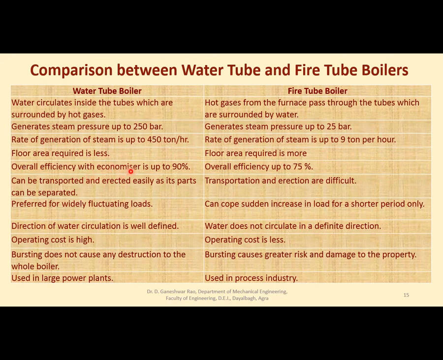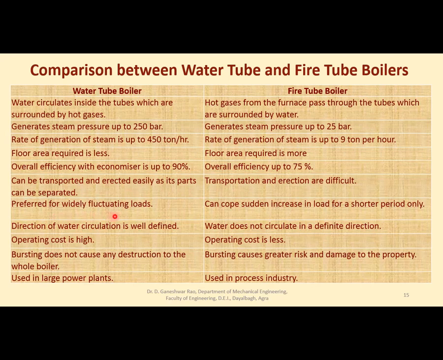Overall efficiency with economizer is up to 90%. Means if you are using economizer to heat up the inlet water and increasing its efficiency, it can go up to 90%, whereas here it can go up to 75% only. Because transfer of heat energy in case of water tube boiler is more effective than fire tube boiler. Right? Now, another point, can be transported and erected easily as its parts can be separated, whereas transportation and erection are difficult. Actually difficult दोनों ही होते हैं, but here we are talking of relative. It's a relative comparison. So relatively it is easier in case of water tube boiler.